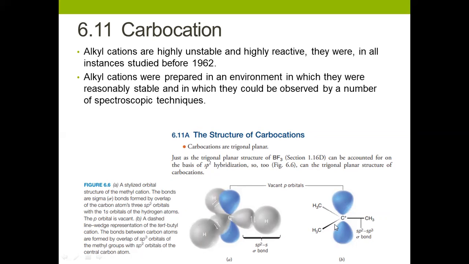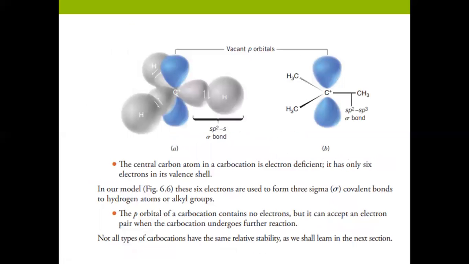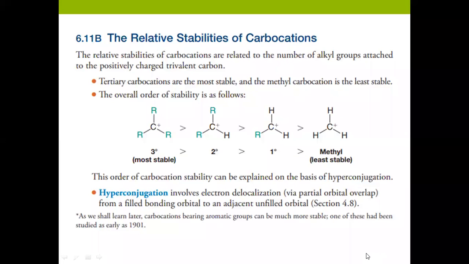But your p orbital is unhybridized and it's vacant, and because it's vacant, it can accept the electron pair from your nucleophile. The relative stability of the carbocation increases if it's 3°, meaning there are more R groups attached to it. So a 3° carbocation is much more stable than a 2° carbocation, than a 1° carbocation, where there are only hydrogen atoms bonded to it. If there is only one R group, it's 1°; with two R groups, it's 2°; if there are three R groups, it's a 3° carbocation.